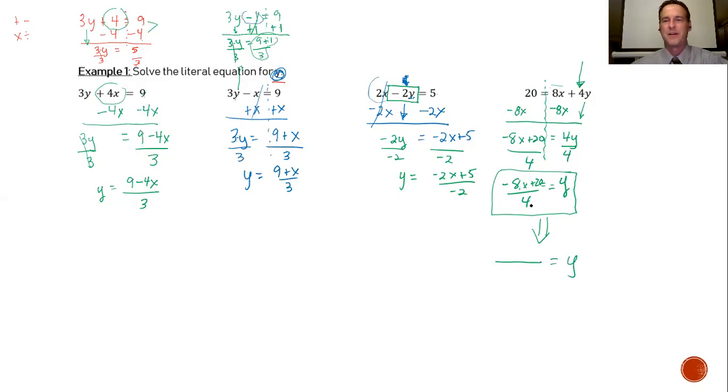Okay, so if I divide all these terms by 4, 4 divided by 4 is 1. 8 divided by 4 is 2, and there's already a negative there. And 20 divided by 4 is 5. So your final answer is negative 2x plus 5. Don't forget that negative.